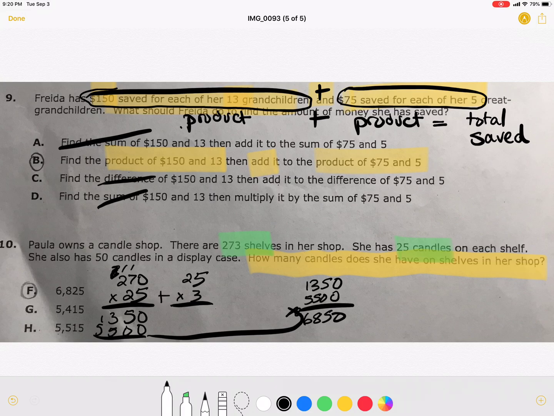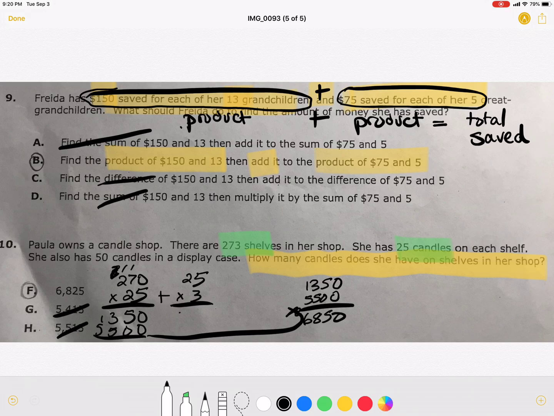Well, just by doing the first section, just by doing 270 times 25, we know that those two answers are wrong. But we'll go ahead and finish adding it up.